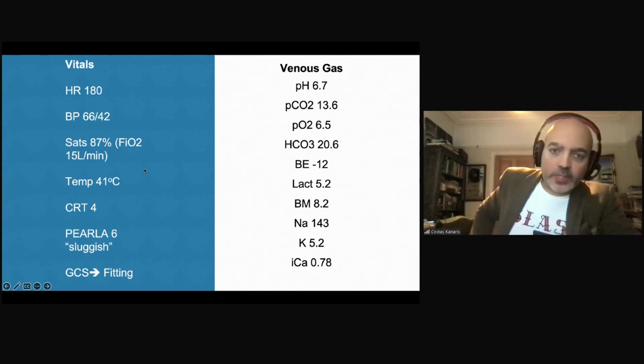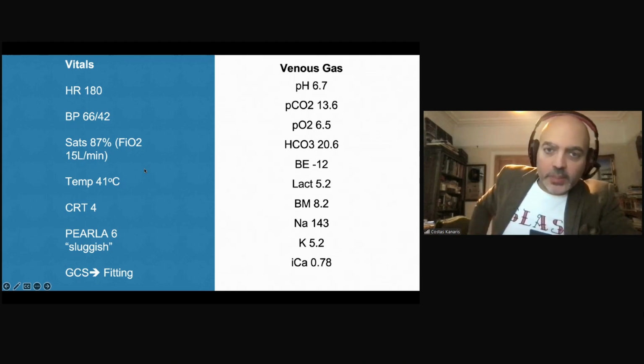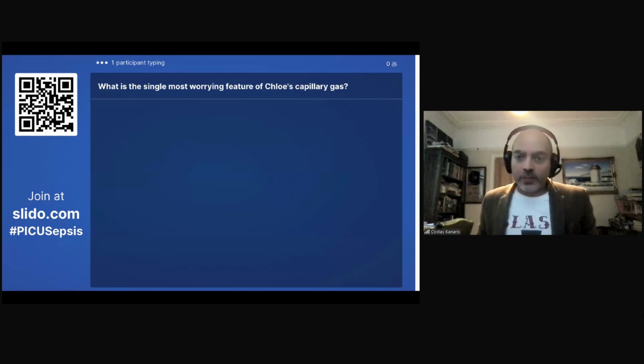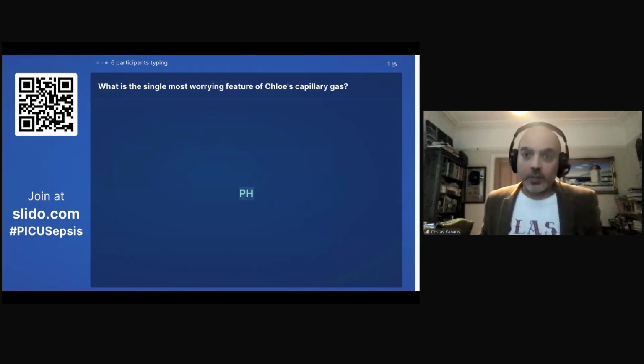Together we'll formulate a plan. We will address airway, breathing, circulation, disability and exposure. This will be done through Slido. What's the single most worrying feature of Chloe's capillary gas? Let's try and brainstorm.